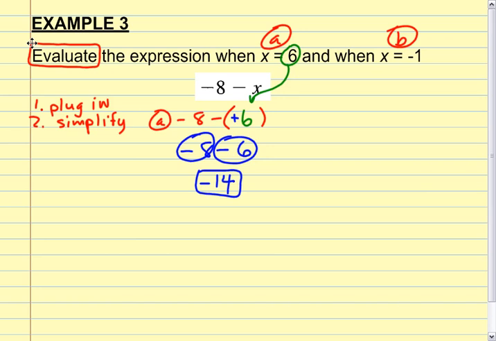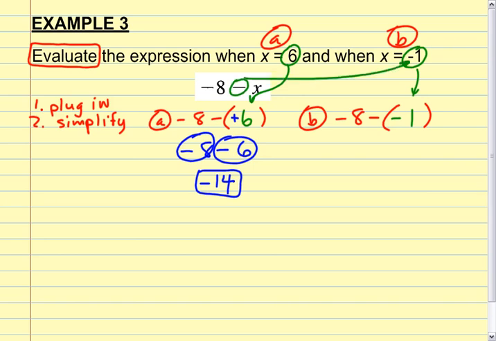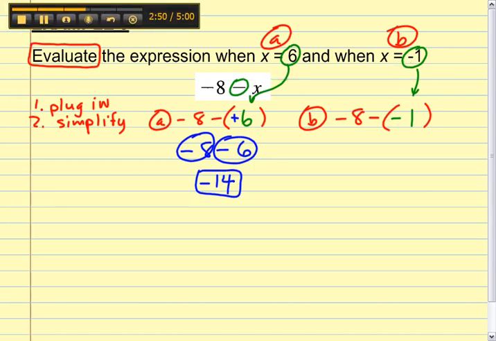Okay? Now, let's look at part B. In part B, they said plug in -1. So it's going to be -8 minus. Now, do you see why I put my parentheses there? Because for this one, I'm putting in -1. This minus does not stand for that one, does it? No. Okay? All right, let me move this down so we're not getting confused with that.